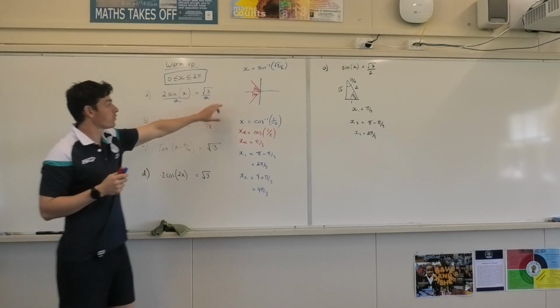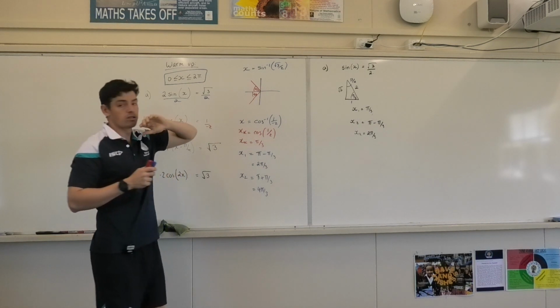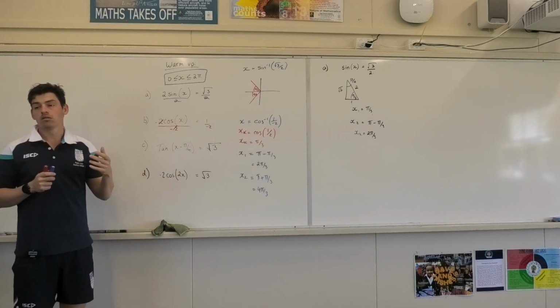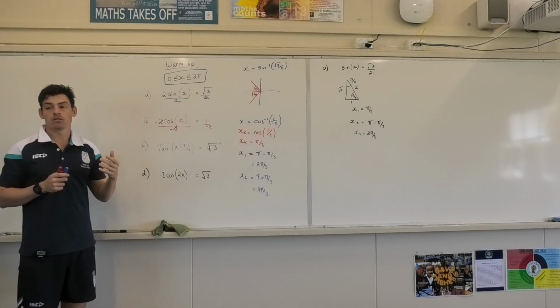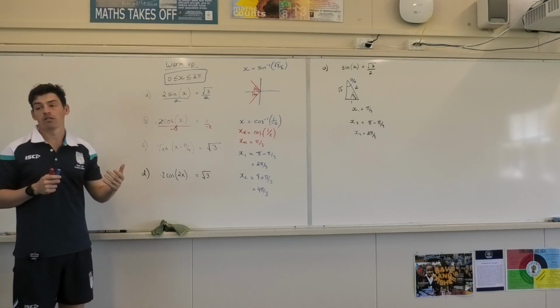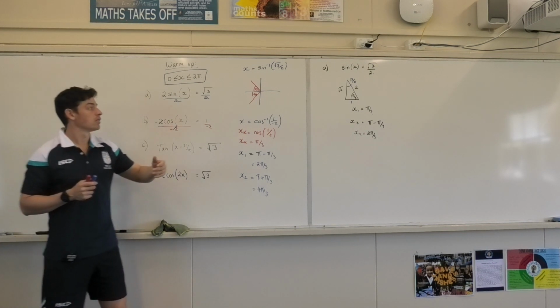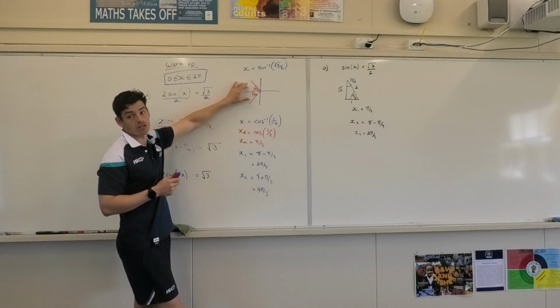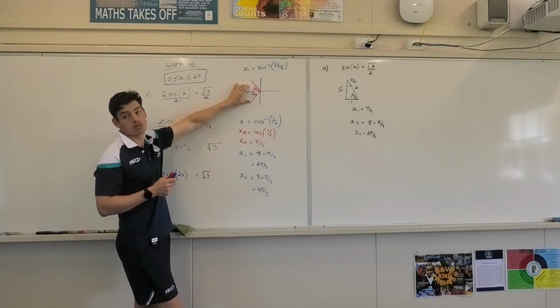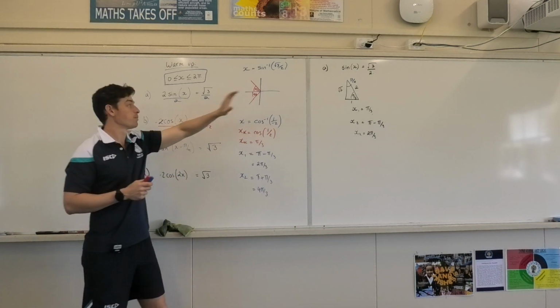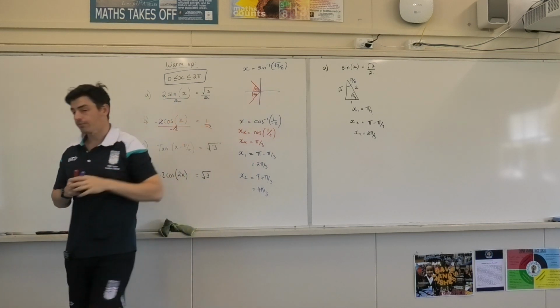Why is it in the second quadrant? Because what are we dealing with here? What's the trig identity? Sine, cos, or tan? So where is cos negative? Second and third quadrants. That's why it's in the second quadrant. If it was positive, it would be in the first and the fourth.